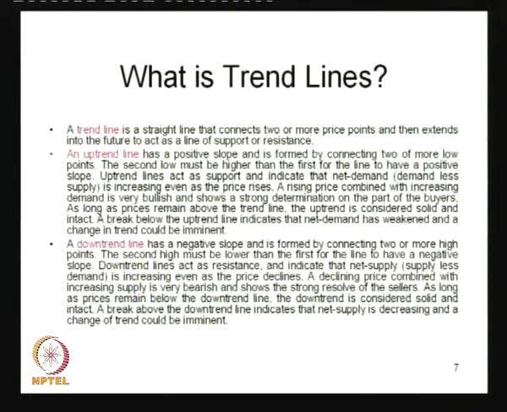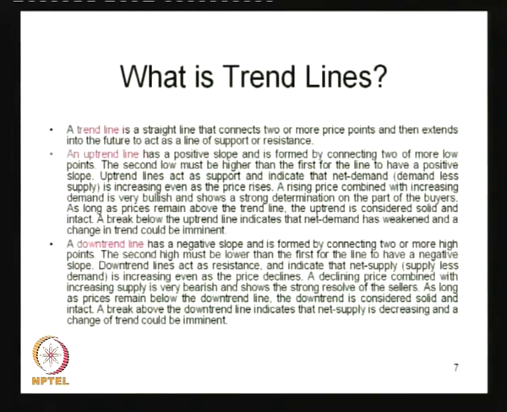The second high must be lower than the first, definitely, for the line to have a negative slope, and the downtrend lines act as resistance and indicate that the net supply, that means supply less the demand, is increasing even as the price declines. A declining price combined with increasing supply is very bearish and shows the strong resolve of the sellers.